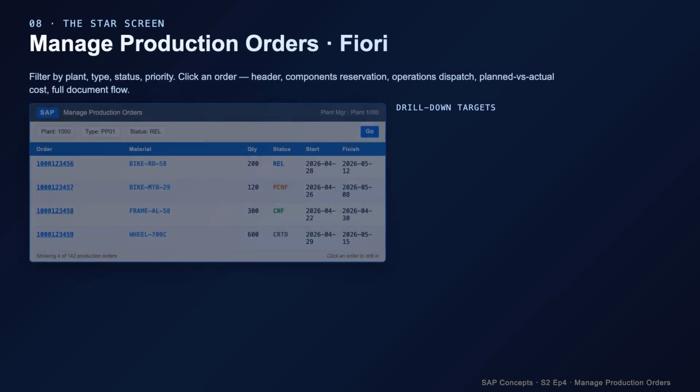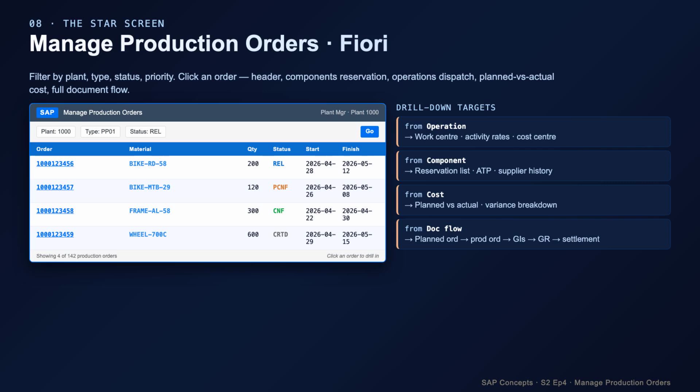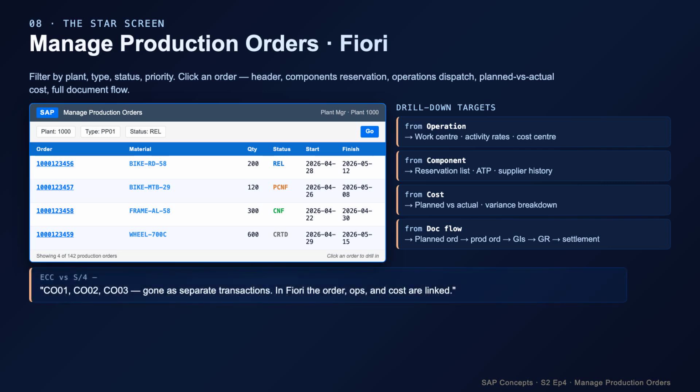The Fiori app is Manage Production Orders, the production cousin of Manage Sales Orders. Filter by plant, by type, by status, by priority. Click an order. Header, components, operations, costs, document flow. From an operation, drill to the work center. From a work center to the cost center. From cost to the variance breakdown.